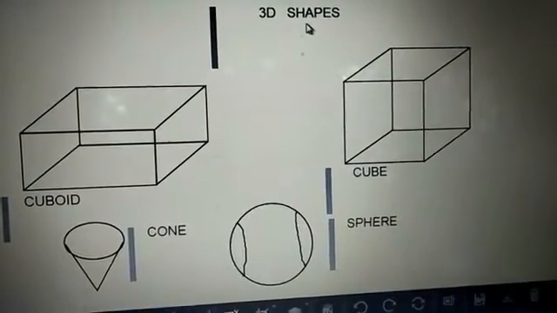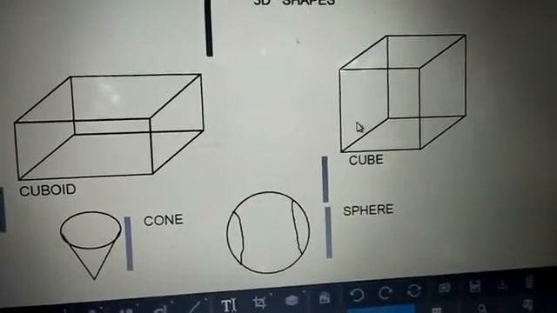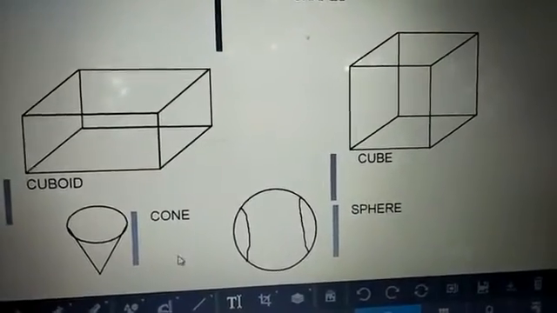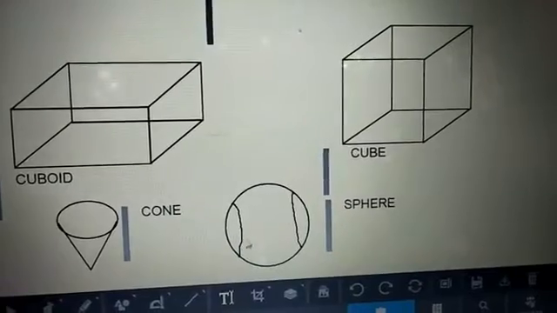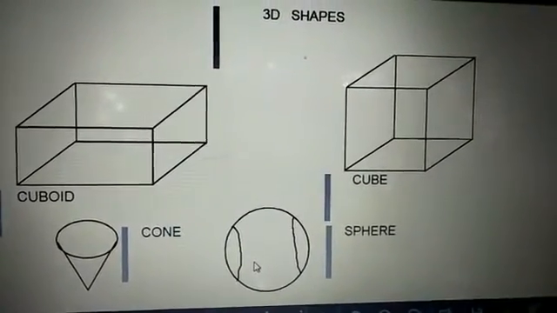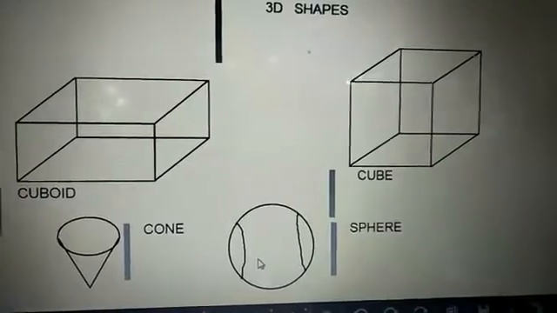3D shapes: cube, cuboid, cone, and sphere are some examples of 3D shapes.